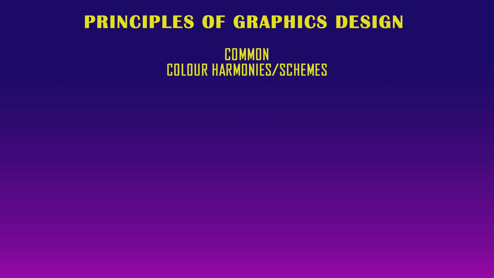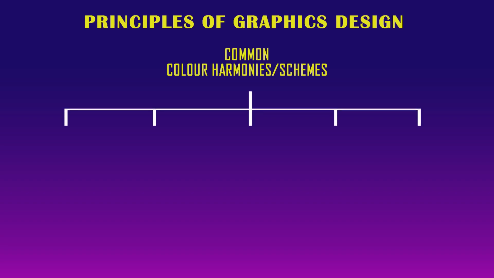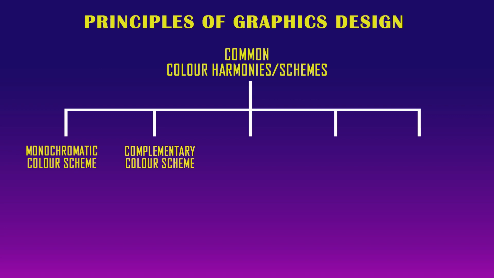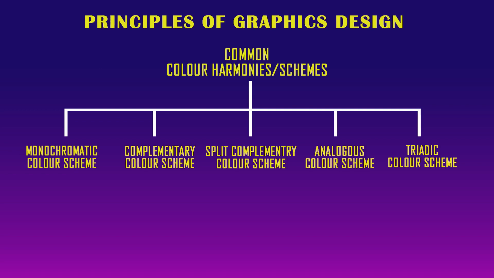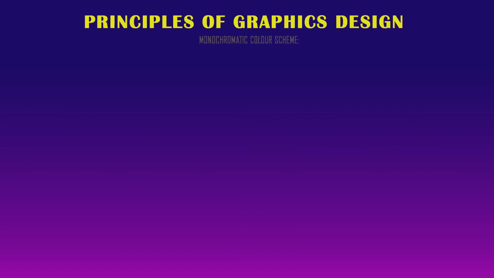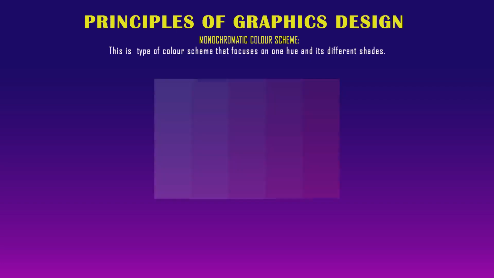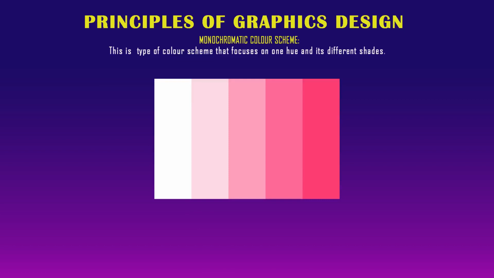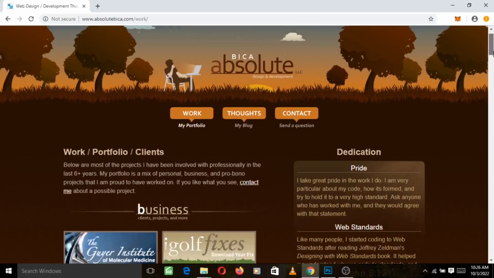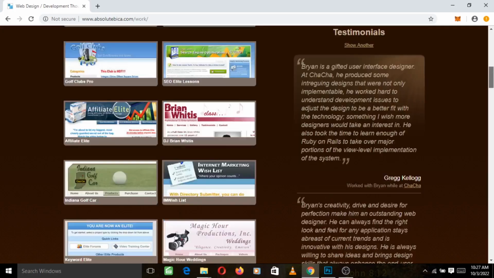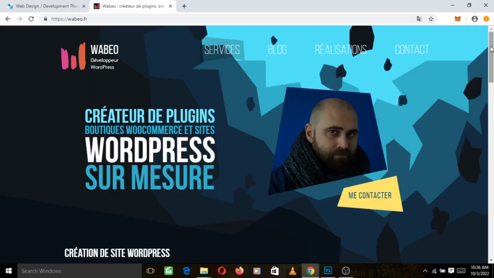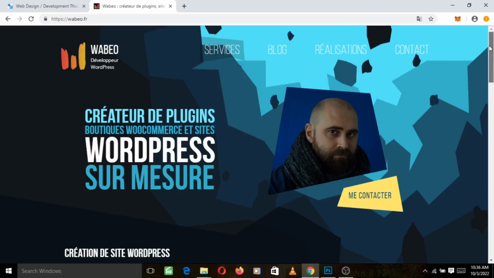Now, there are several color schemes, but the most commonly used color schemes, or harmonies as they are also called, include monochromatic colors, complementary colors, split complementary colors, analogous colors scheme, and triadic color scheme. Now let's go to the first one, monochromatic color scheme. This is a type of color scheme that focuses on one hue and its different shades. Unlike a few misconceptions that monochromatic schemes are dull and lifeless, they can indeed look mature and vibrant if you use them properly, like in the website examples shown currently.